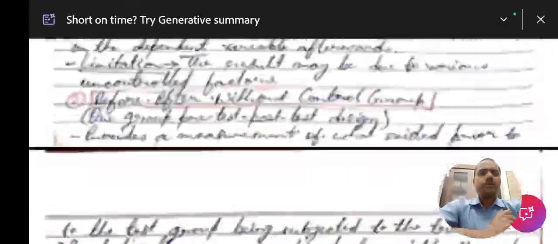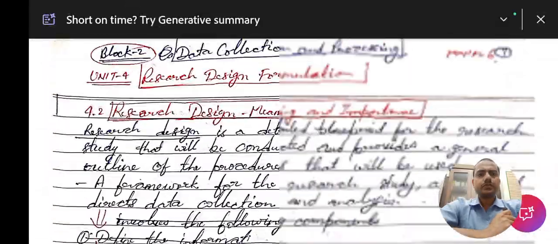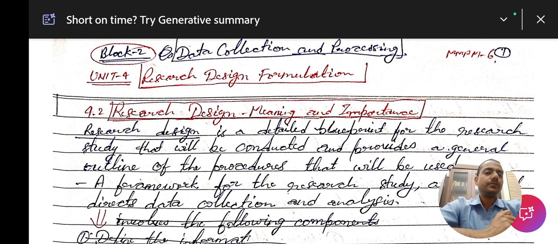That's all about the fourth unit. So it was about the research design formulation.